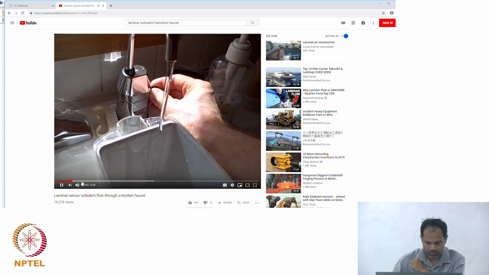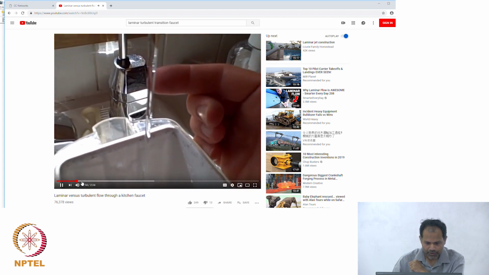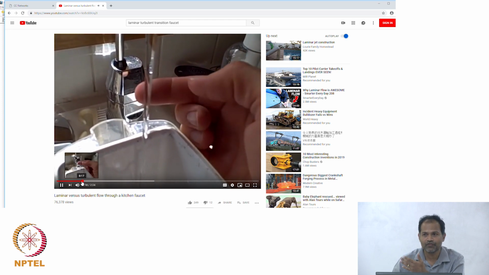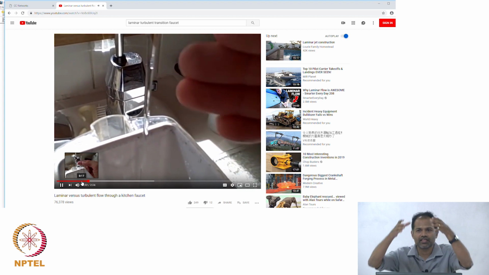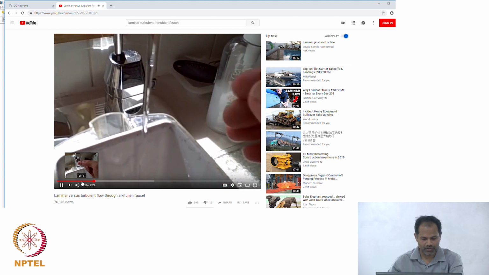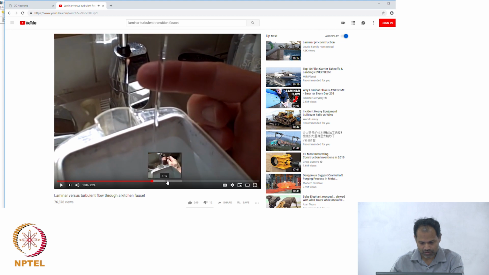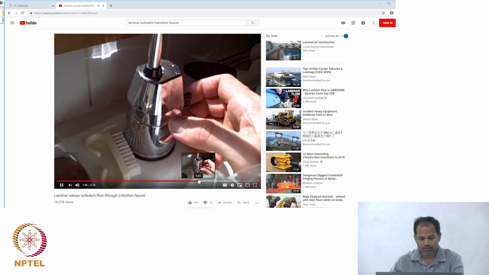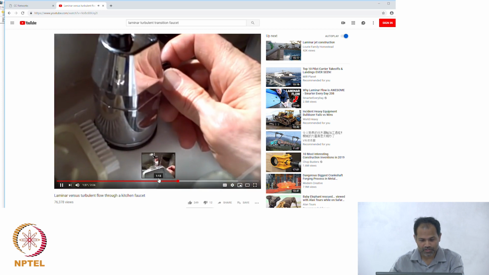So he's just going to put the finger, and you can see that clean stream, so you will be able to see the finger if you look through it. That's because there is no velocity fluctuation, everything is laminar, flowing down. But if you increase the flow rate further, hope he shows that.